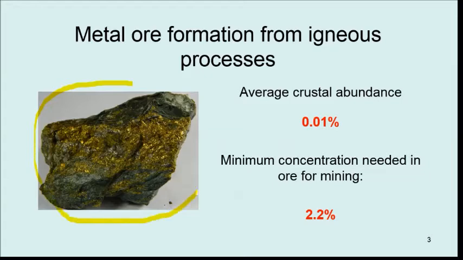This is an example of chalcopyrite. You can see the copper within it. The average crustal abundance of copper is 0.01%, and yet in order for it to be profitable it has to contain a grade of 2.2%. Now this means somehow that copper has to be concentrated in certain rocks. How does that happen?